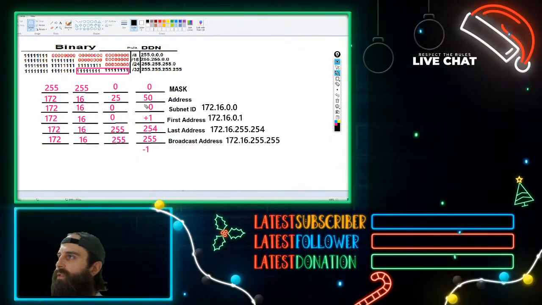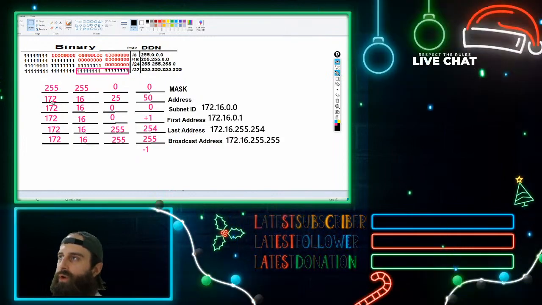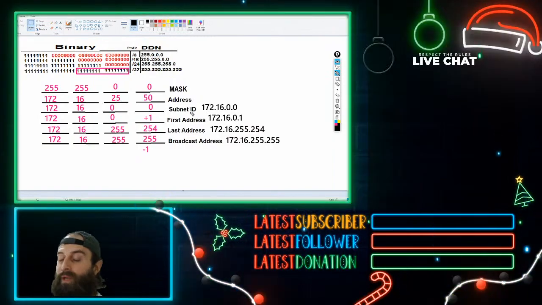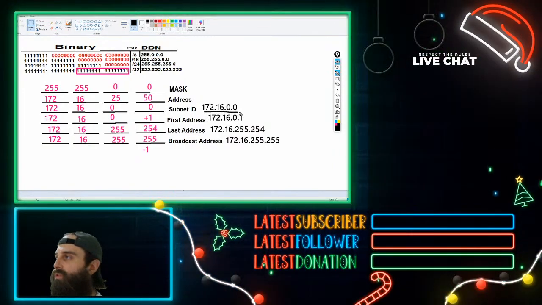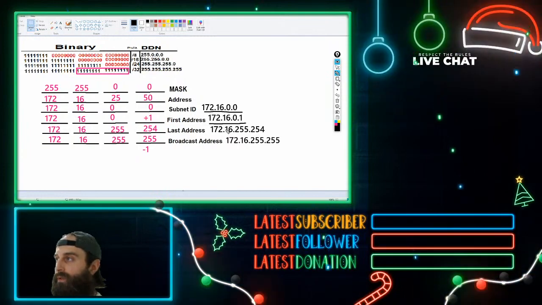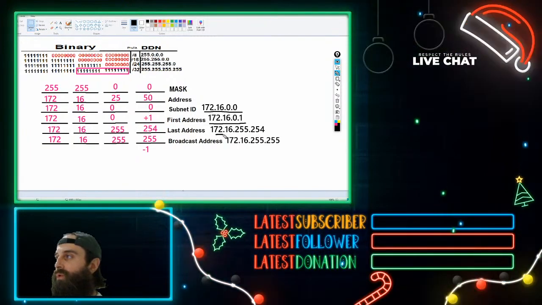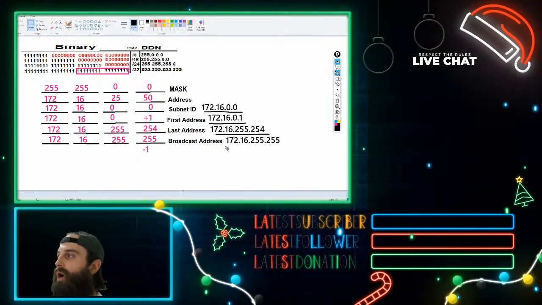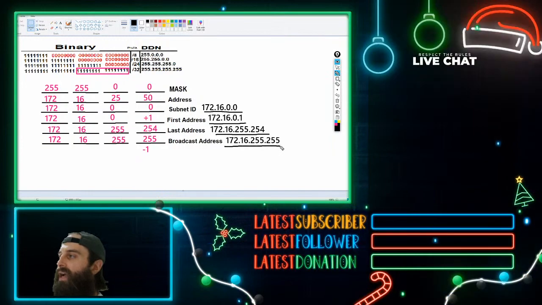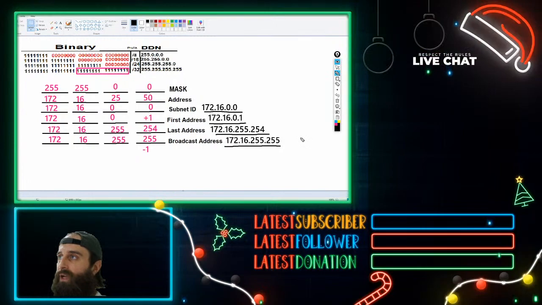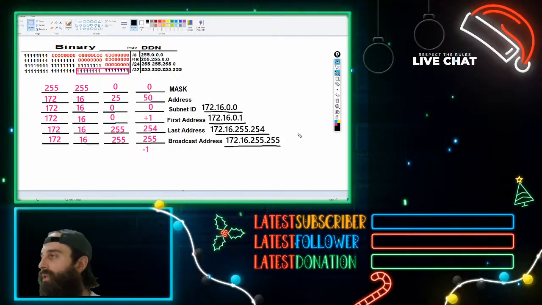What we've come up with is, for the address 172.16.25.50, the subnet ID is 172.16.0.0. The first address within that range is 172.16.0.1. The last address for that range is 172.16.255.254. And the broadcast address for that address range is 172.16.255.255. Okay? All right. Let's do another example.